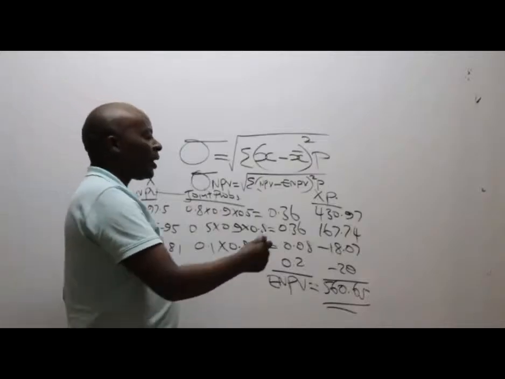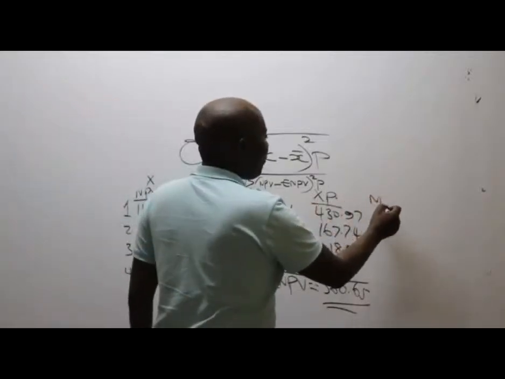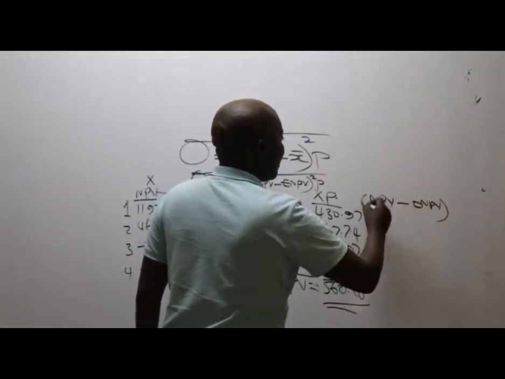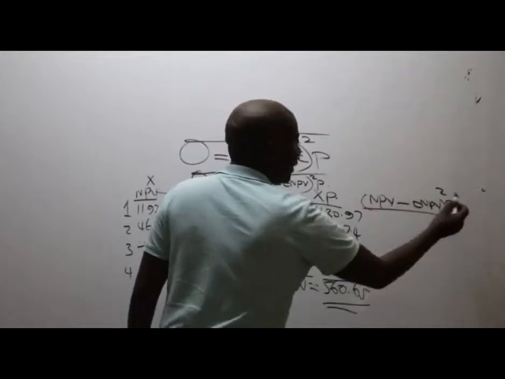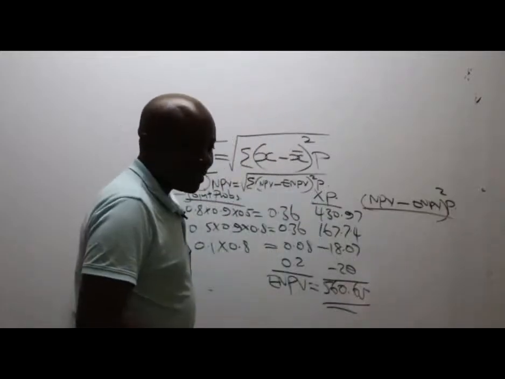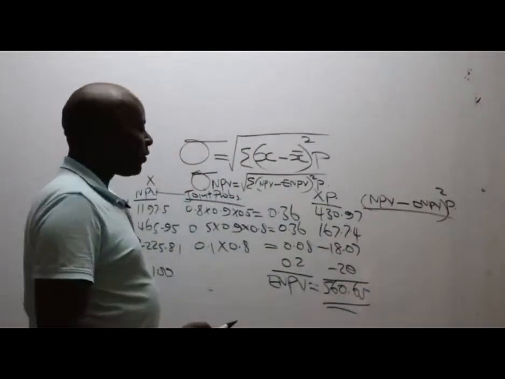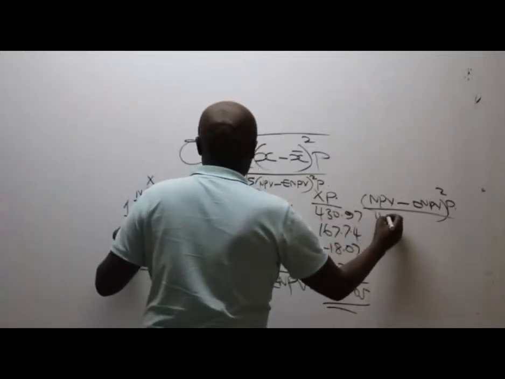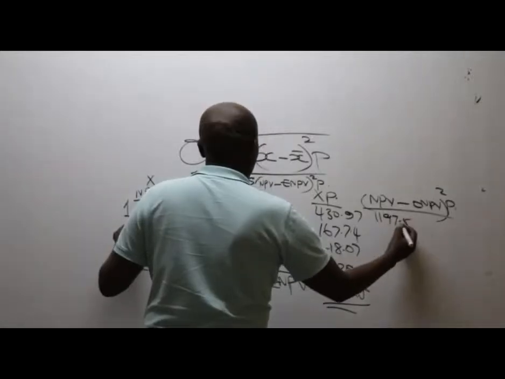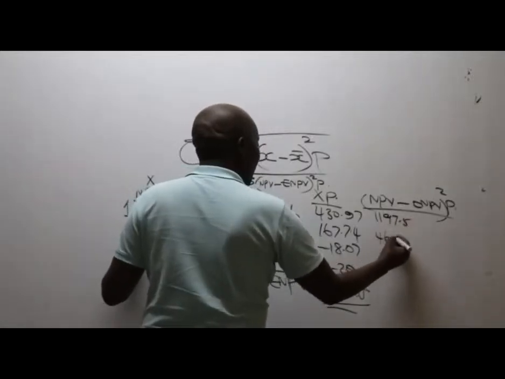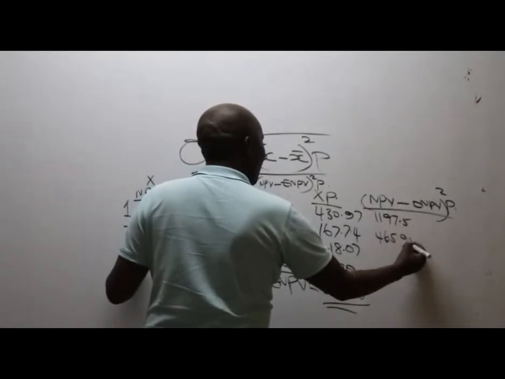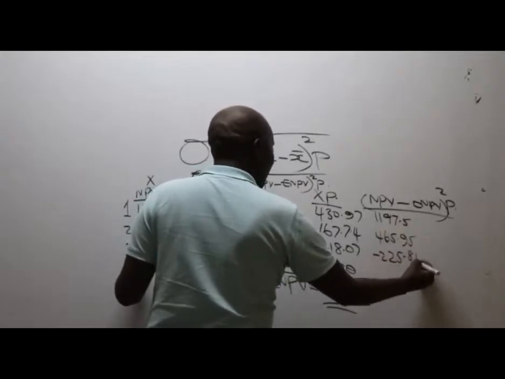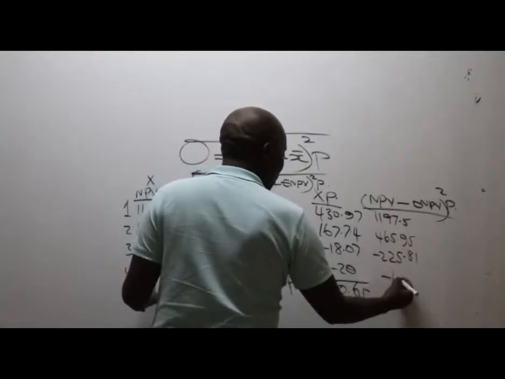Then create a column here of NPV minus expected NPV, squared, times probability. So we start with the NPVs. They are here, and I'm simply copying them down: 1197.5, 465.95, 225.81, and minus 100.